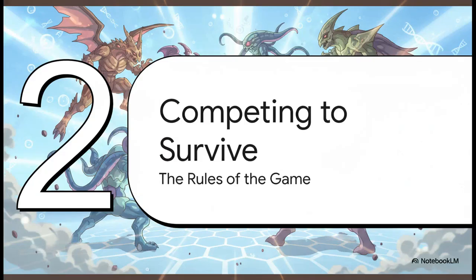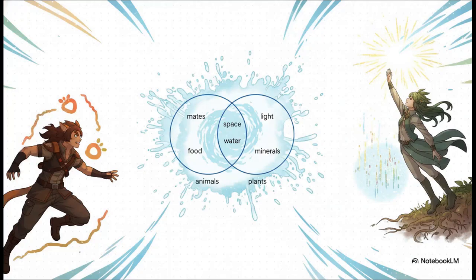Moving right along to level 2, competing to survive. Let's look at the rules of the game. Okay, so animals and plants are constantly, and I mean constantly, competing for resources. Think about the shared stuff that both of them desperately need just to stay alive. We're talking space and water, but they also have very specific needs. Animals fiercely compete for food and mates, while plants are fighting this kind of silent war for sunlight and minerals from the soil. Simply put, if you don't win these resources, it's game over.